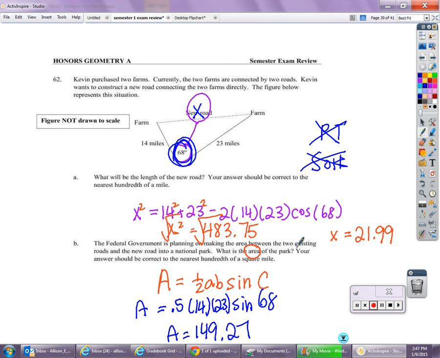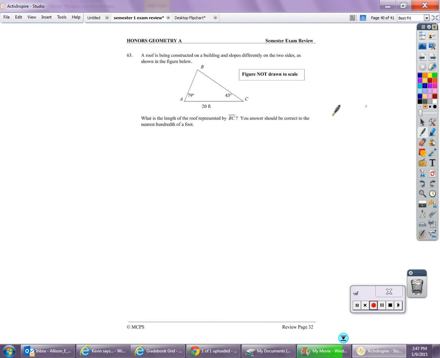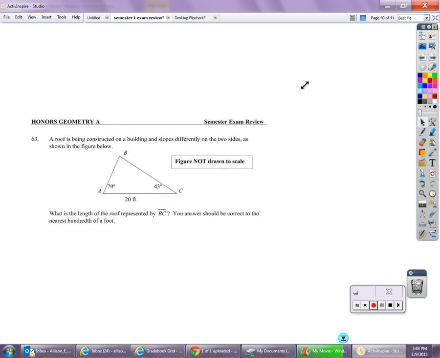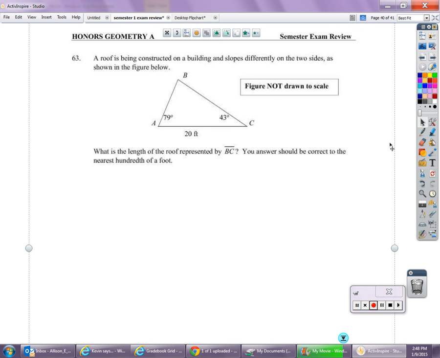Okay. Alright, last problem finally. Number 63. Right away, I can see that this triangle adds up to 180, and I know 79 and 43, so I'm going to add those. 79 plus 43, you get 122, and 180 minus 122 equals 58. So I know that this other angle, this third angle, is 58.